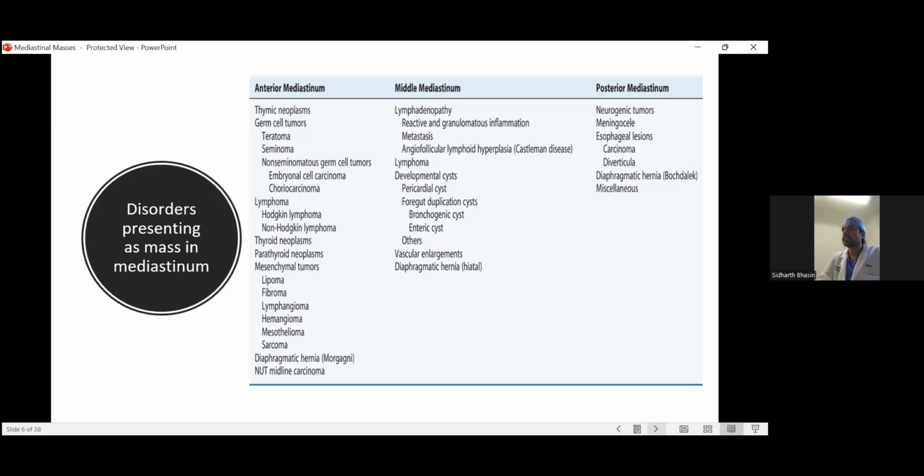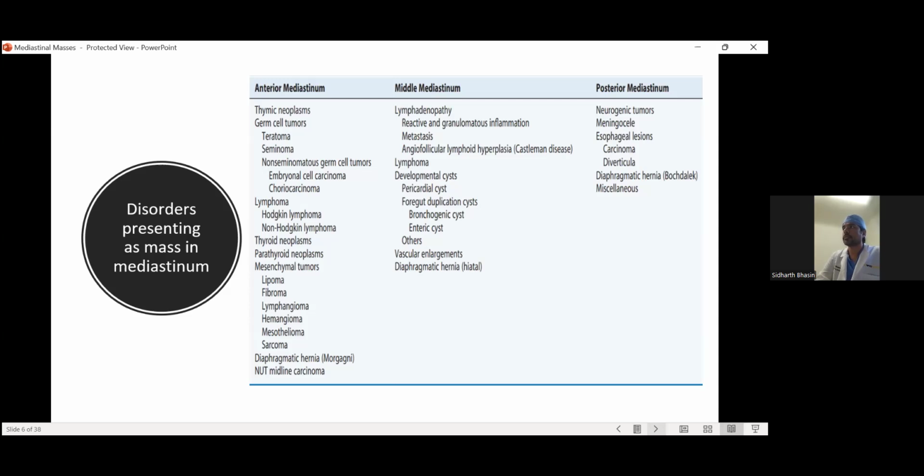In the middle mediastinum, we typically see lymphadenopathies, which I was telling you could be from a granulomatous inflammation, could be from cancer, or could be just angiofollicular lymphoid hyperplasia, which is Castleman disease. You can also see developmental cysts in the middle mediastinum. These are like pericardial cysts. You can also see bronchogenic and enteric cysts. A hiatal diaphragmatic hernia can also be seen in the middle mediastinum.